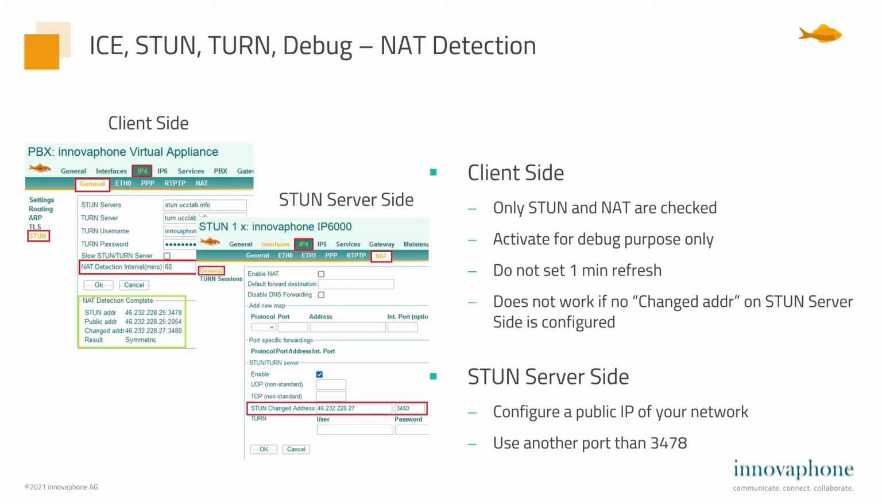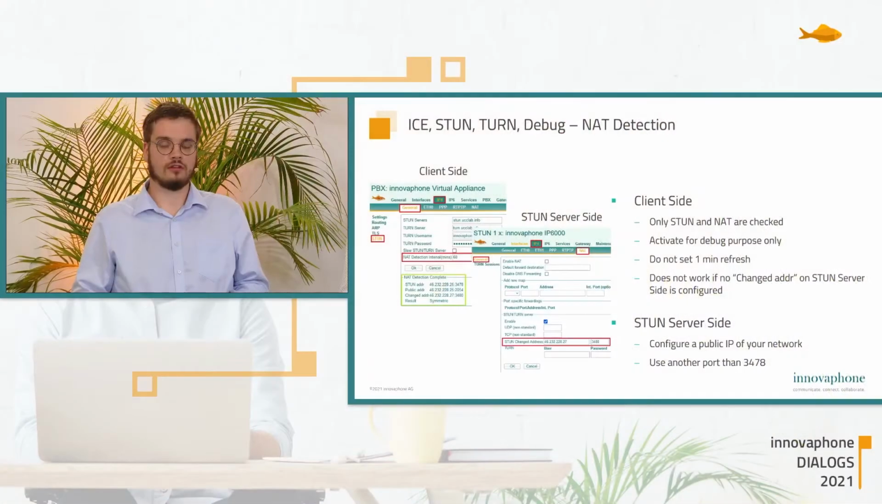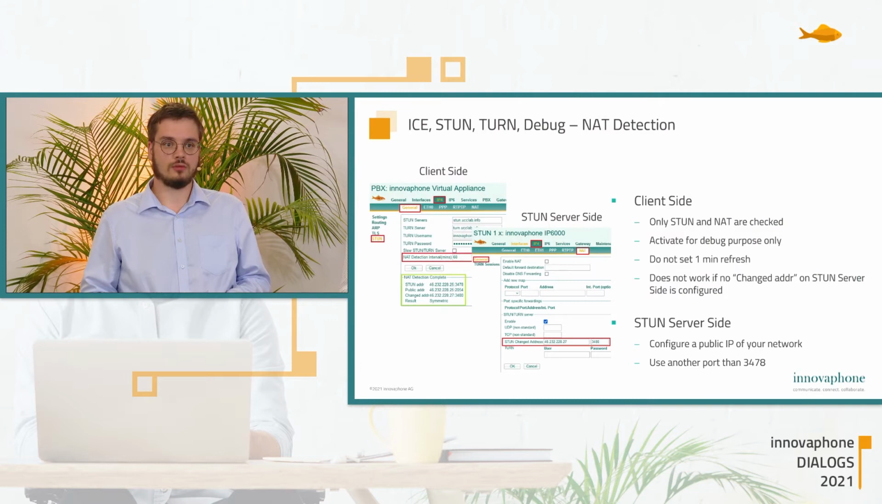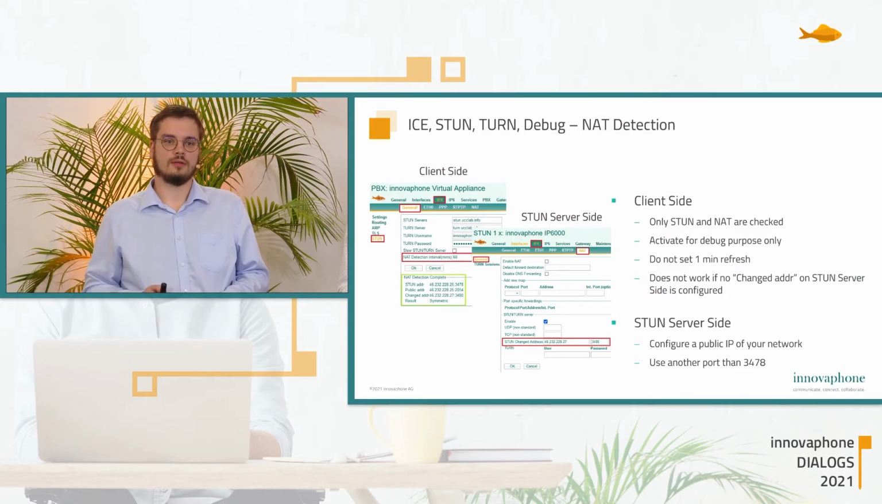That's it. And if you want to do a proper NAT detection on the server side, as I said again, you need to activate STUN change address. Of course, this is working if you're using the innovaphone system as a STUN server. If you're using another STUN server from your carrier, for example, then you don't need to activate this on the server side. That's why we also recommend to use and configure your own STUN server, so you can give this as a public service or just regular service for your customers. Then you can do a proper debug if you have any STUN or TURN issues. We will talk about the TURN debug later on.